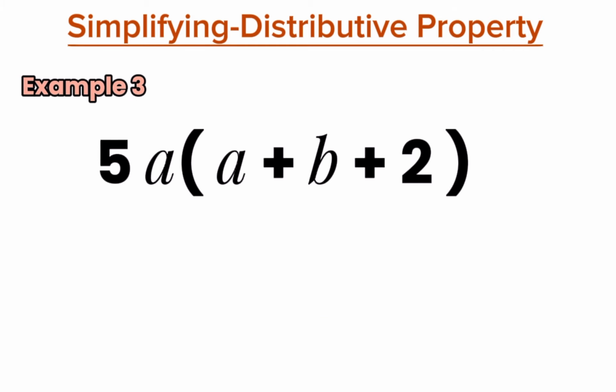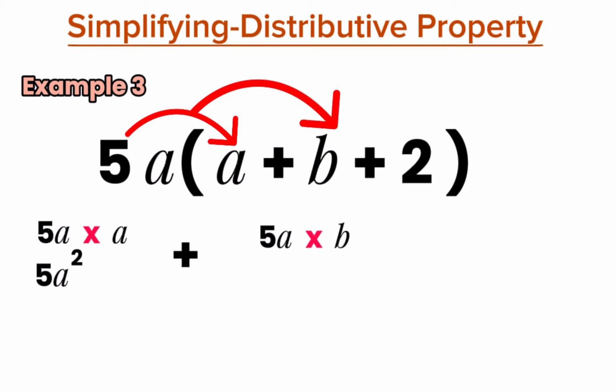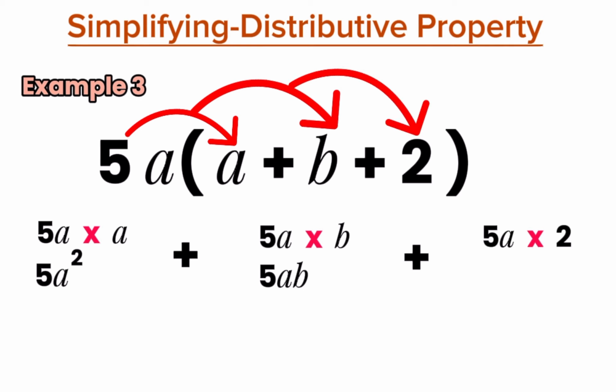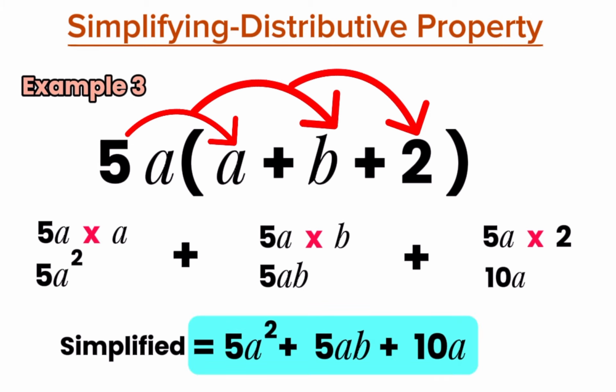Let's have 3 values in the brackets and see what that looks like. This time I'll add a different variable b into it. We have 5a times a, which is 5a squared, plus 5a times b, which is equal to 5ab, plus 5a times 2, which is equal to 10a. Therefore, when we share 5a and remove the brackets, 5a times (a plus b plus 2) becomes 5a squared plus 5ab plus 10a.